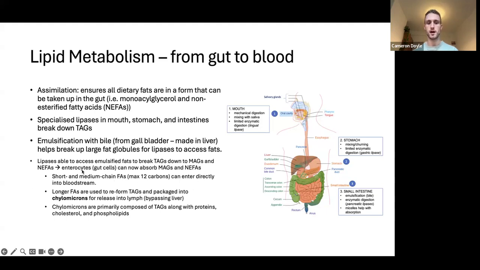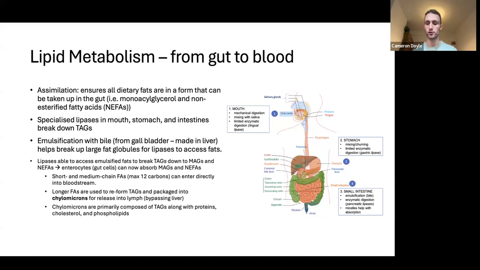Which pathway they go down depends on the size. Short and medium chain fatty acids can go directly into the bloodstream from your enterocytes. Longer fatty acids are reformed into triacylglycerides, and then they're packaged as something called chylomicrons. These are released into the lymphatic system, so they bypass the liver.